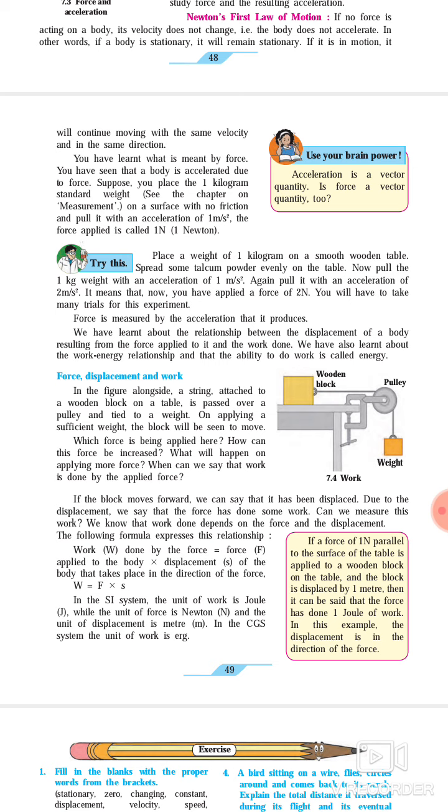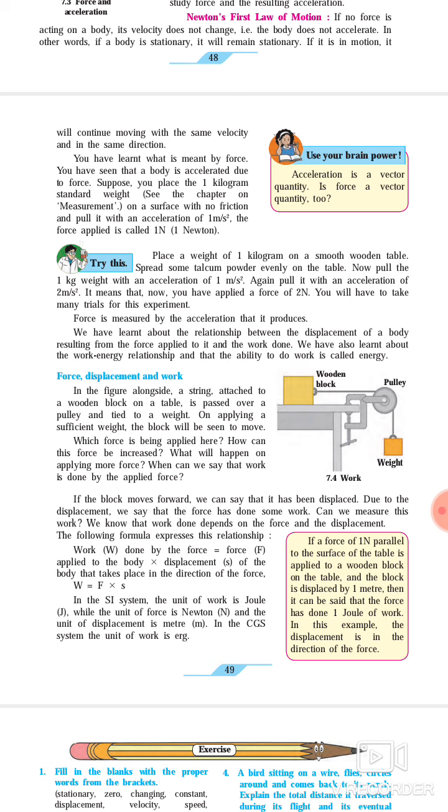When can we say that work is done by the applied force? If the block moves forward, we can say that it has been displaced. Due to the displacement, we say that the force has done some work. Can we measure this work? We know that the work done depends upon the force and the displacement. The following formula expresses this relationship. Work done by the force is equal to the force applied to the body times the displacement.